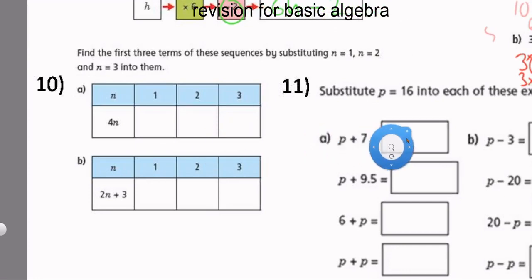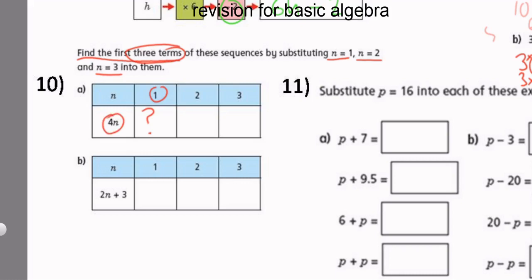Let's have a look at question 10. Find the first 3 terms of the sequence of numbers by substituting n equals 1, n equals 2, n equals 3. Right, let's do this one first. Replace the n over here with number 1. So that would be 4 times 1. Why? Because I'm replacing that n over here with 1. 4 times 1 is 4.